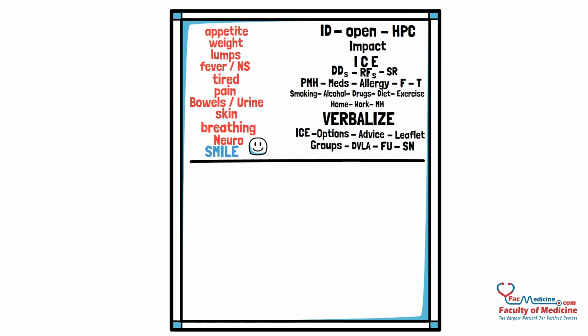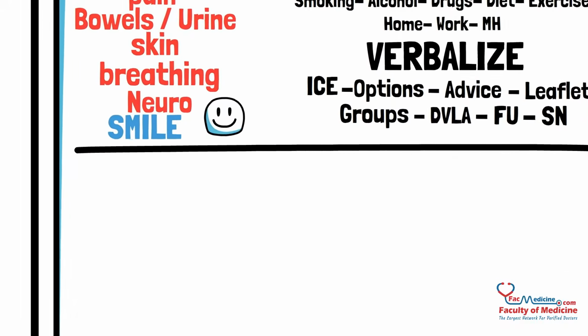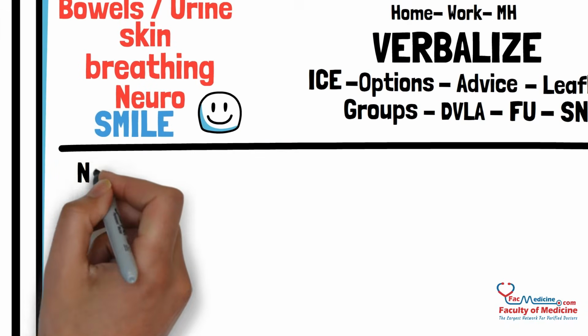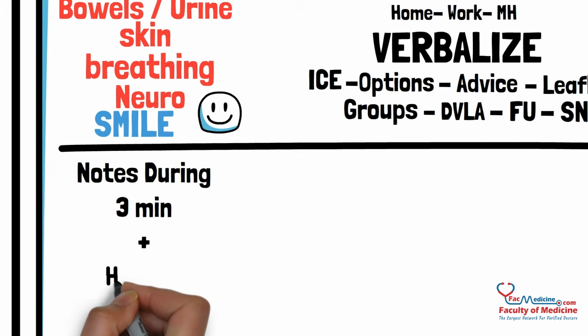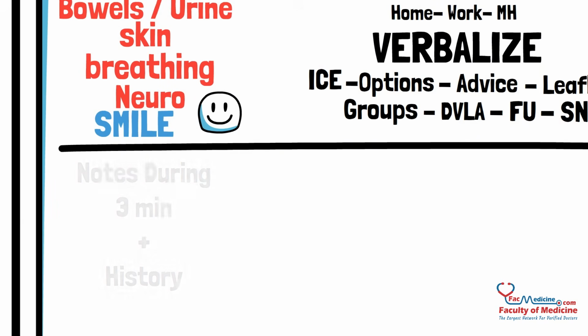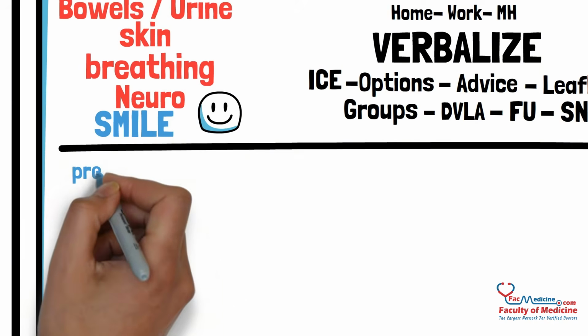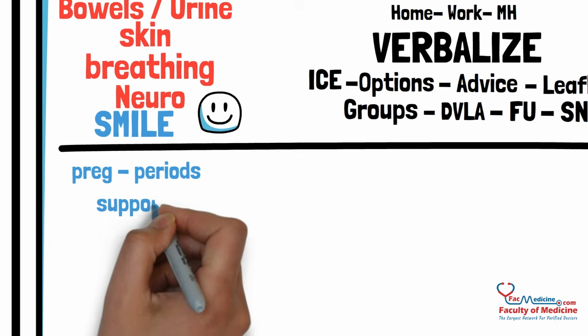Finally, the bottom part of the board is flexible for each case. On the left bottom, I write down important notes during the 3 minutes and also during the consultation. I'll share a few examples to explain things I may write in the 3 minutes before the case. If the patient is a 30-year-old female, I may write pregnancy, periods. For an elderly patient, I may write support at home.